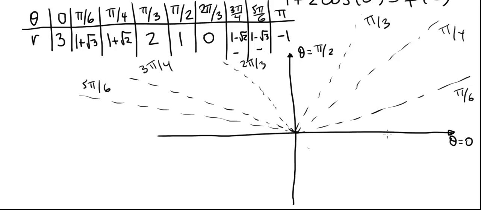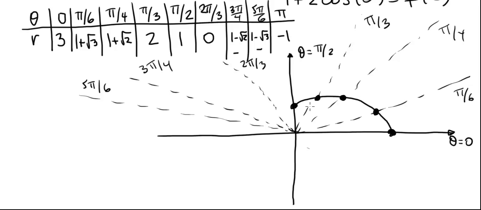At 0 we have the largest value, which is 3. At pi over 6 we have 1 plus square root of 3, which is smaller than 3. At pi over 4, 1 plus square root of 2. At pi over 3 we have 2. At pi over 2, 1. So far our graph looks something like this.